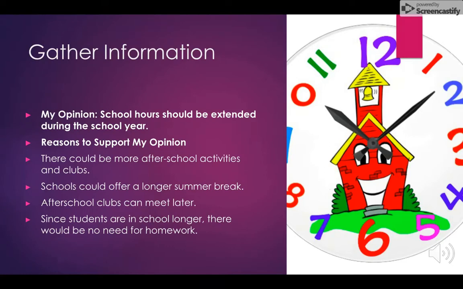For example, there could be more after school activities in clubs. Schools could offer a longer summer break. After school clubs can meet later. And since students are going to be in school longer, there would be no need for homework. As you can see, this individual provided some really good reasons why he believes that school hours should be extended during the school year, which eventually would make up the time for that longer summer break. Do you agree?